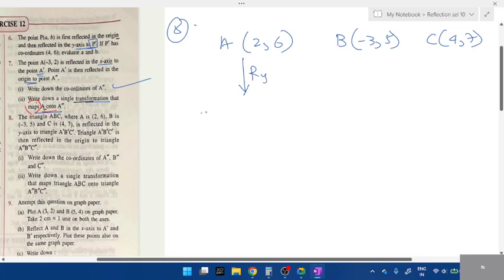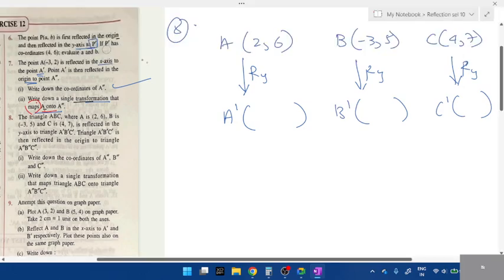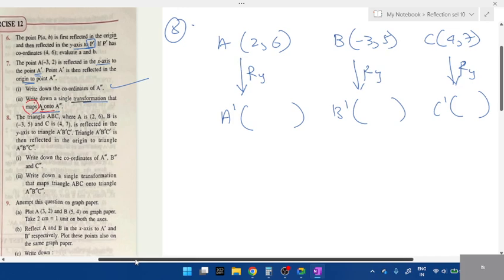If it is reflected in y-axis, what's the name given for the triangle? A dash B dash C dash. R of y. Okay, now respond. For your reference, if you want, you can write it in brackets, students. If it is reflected in y-axis, which one will be 0?